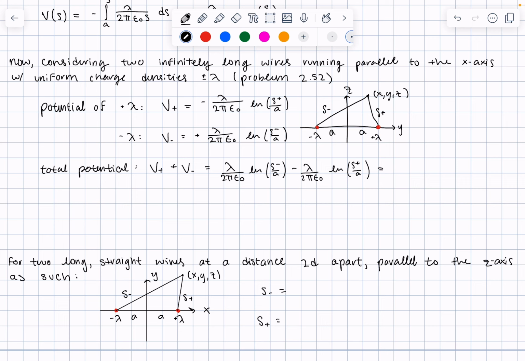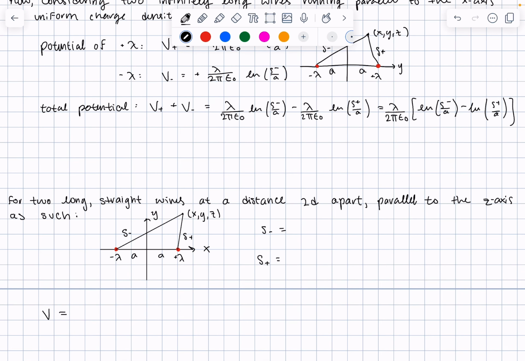And then we can factor out that first part, so we'll have lambda over 2 pi epsilon naught times ln of s minus over a minus ln of s plus over a. And so then, using the properties of our natural log, we can say that this is equal to lambda over 2 pi epsilon naught ln of s minus over s plus.